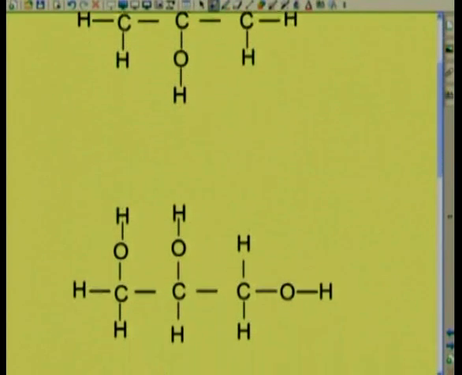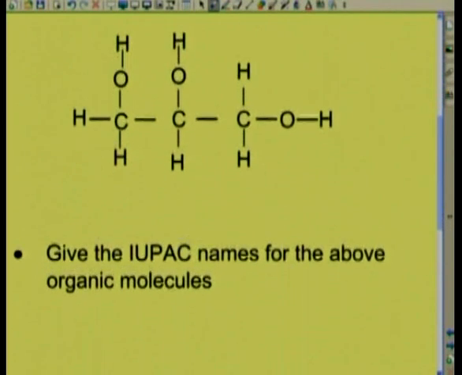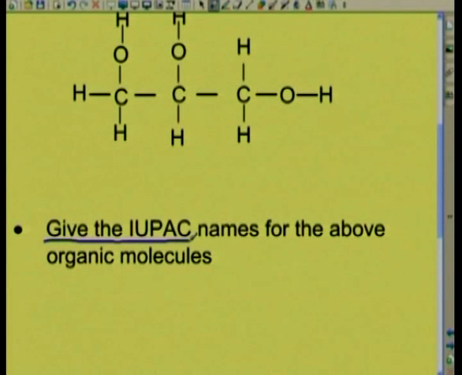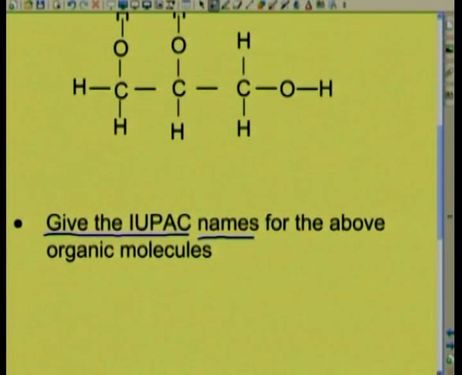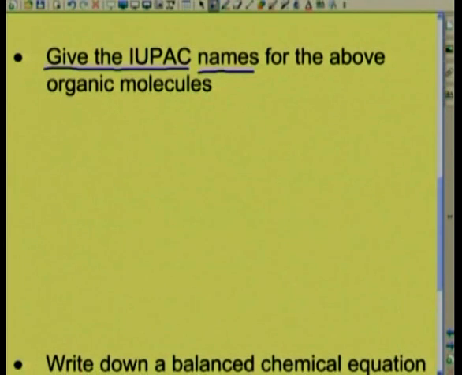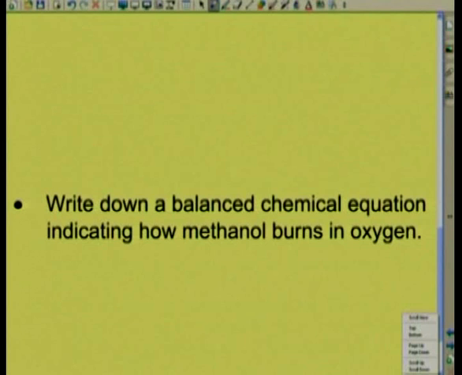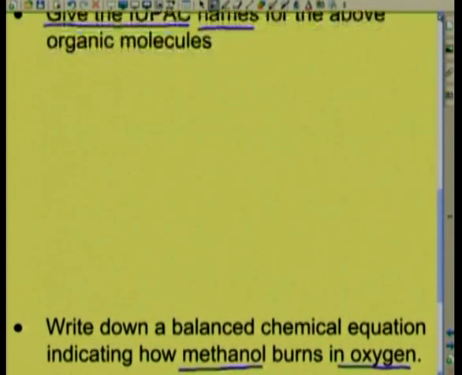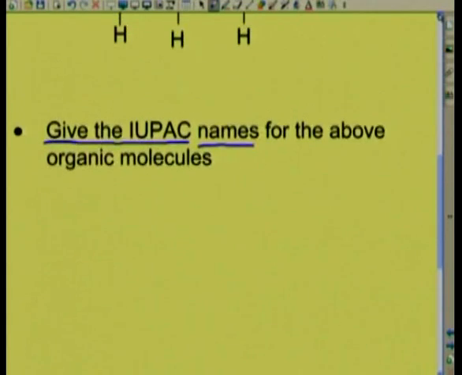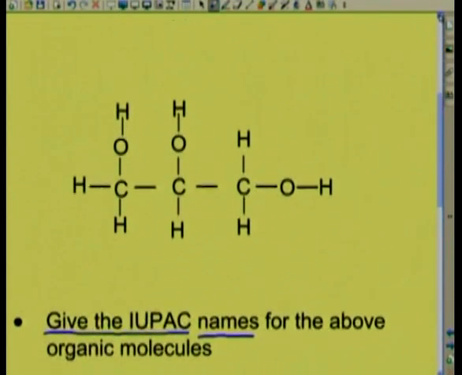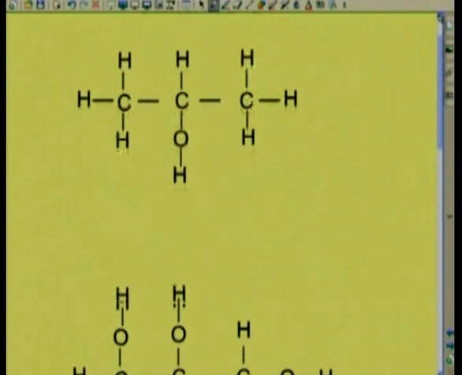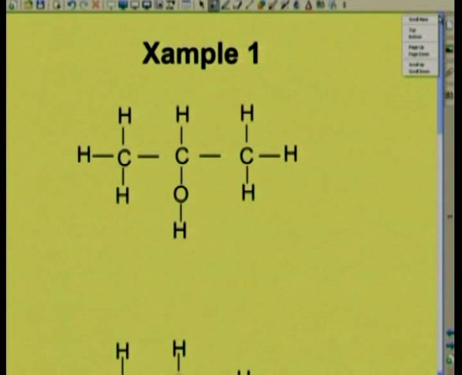Now, let's look at an example. Example 1. In this example, we are going to give the IUPAC names for the above molecules, and secondly, we are going to write down a balanced chemical equation showing how methanol burns in oxygen. Okay, so this time we're going to show an equation. Now let's have a look at this. The first part is we need to give the IUPAC name.